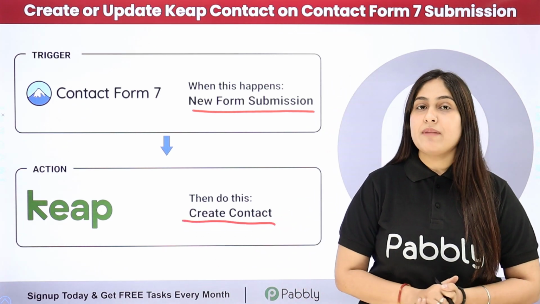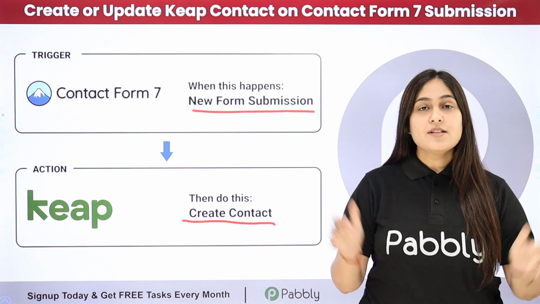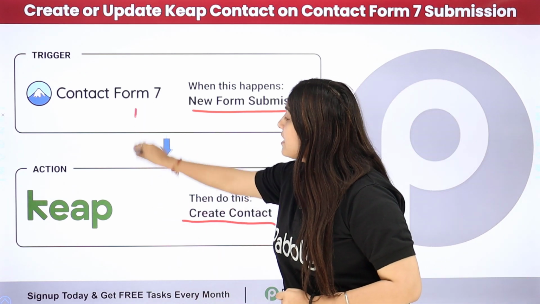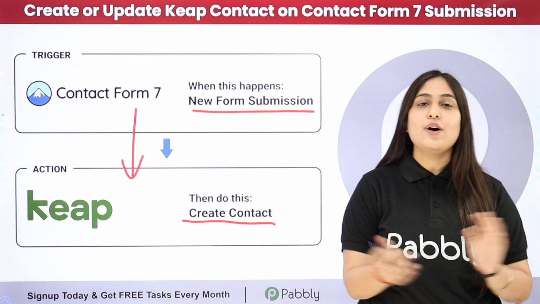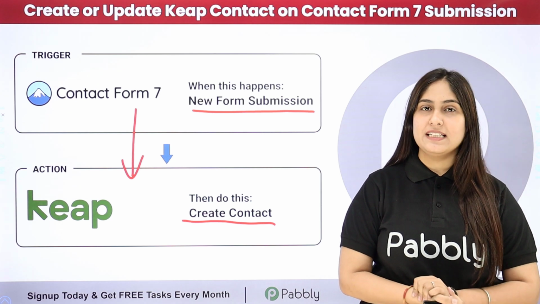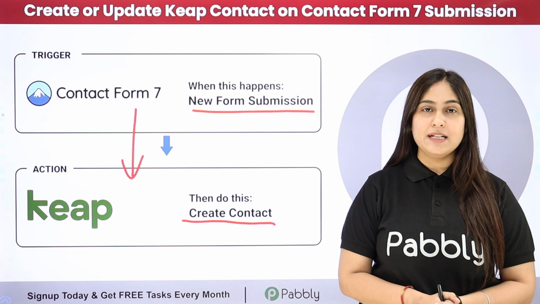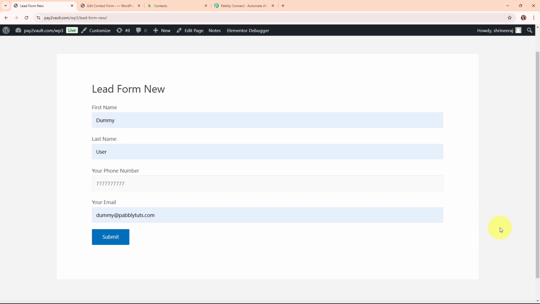Doing it manually is a very time consuming task. So I've planned to automate the entire process, where I need to connect my Contact Form 7 with my Keap account using an automation software named Pabbly Connect. To see the working of this automation and to learn this process step by step, let me take you to my screen. Welcome to my screen.